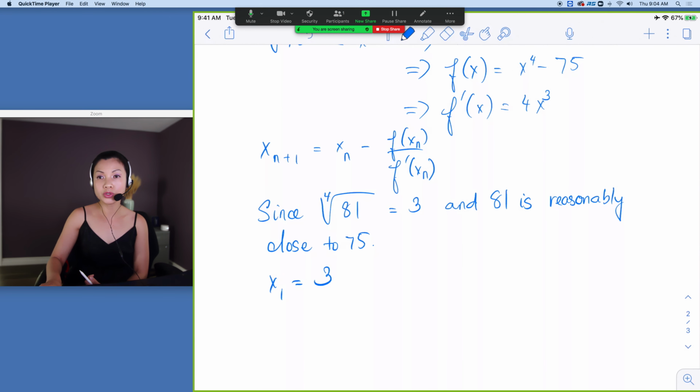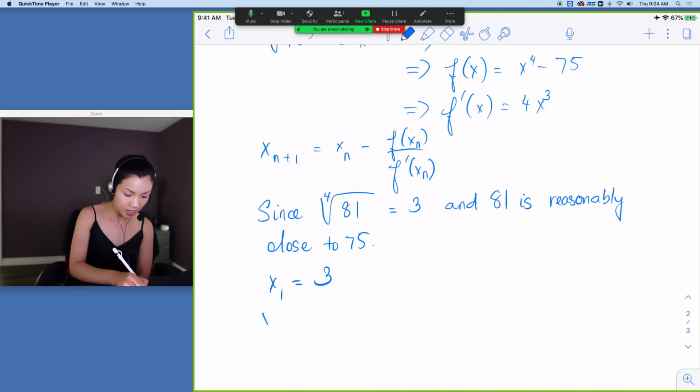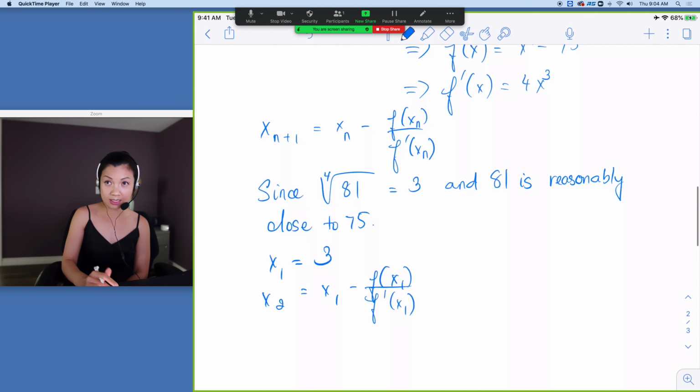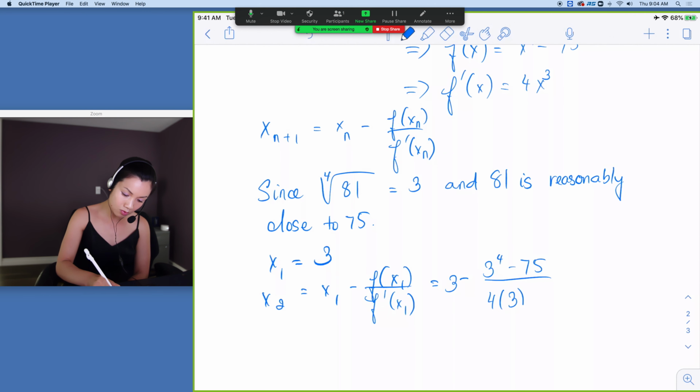Using the formula right there, x2 is going to be x1 minus f of x1 over f prime of x1. So we're going to plug it in. That's going to be 3 minus (3 to the 4th minus 75) over (4 times 3 cubed). Using the calculator, I get 2.944 repeating.